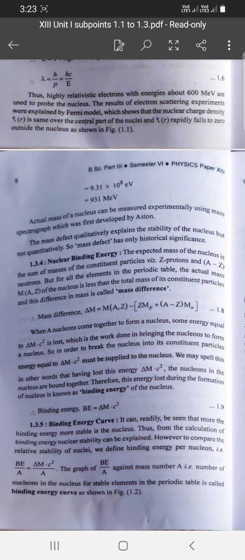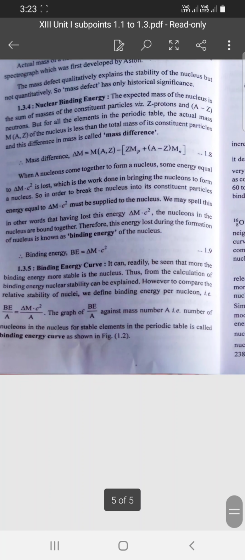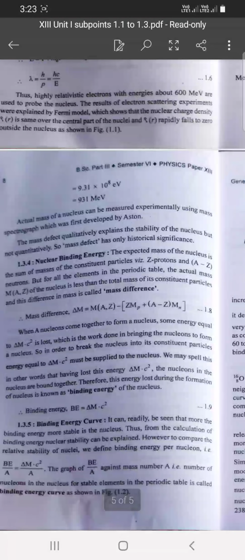So, in order to break the nucleus into its constituent particles, energy equal to delta mc square must be supplied to the nucleus. The nucleons in the nucleus are bound together. This energy lost during the formation of the nucleus is known as the binding energy of the nucleus. It is equal to B = delta m c square, given by equation number 9. Now the binding energy curve. In order to clarify this binding energy, we represent it graphically as the binding energy curve.